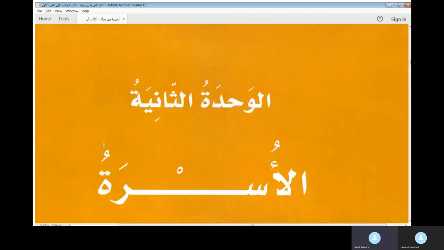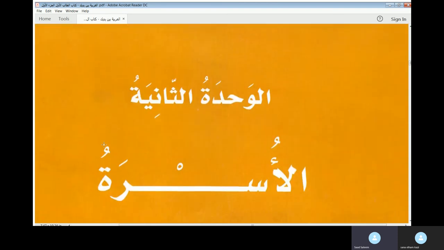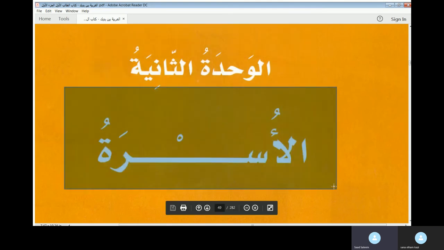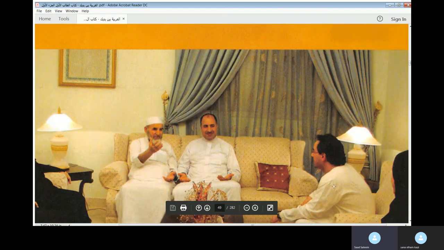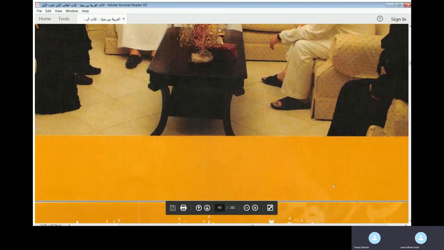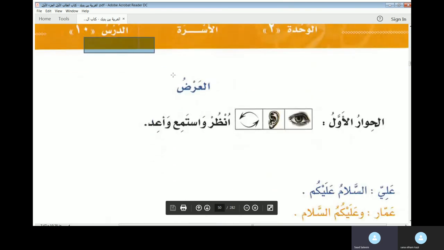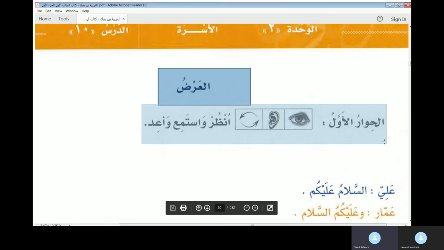Here we have completed the first unit of this book. In the first unit you learned about greetings and introductions. Now you will learn about the second unit. In the second unit you will learn about family, al-usra, as you see the picture of family. Darsul Ashir, 10th lesson, al-ard, introduction. Okay, start.